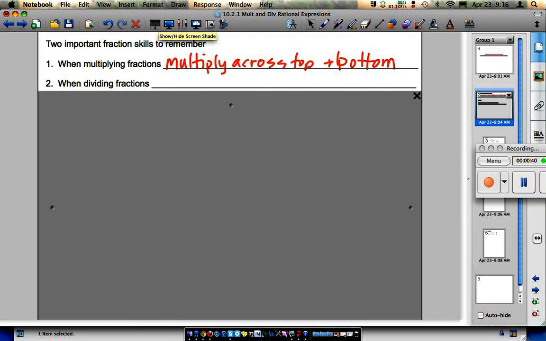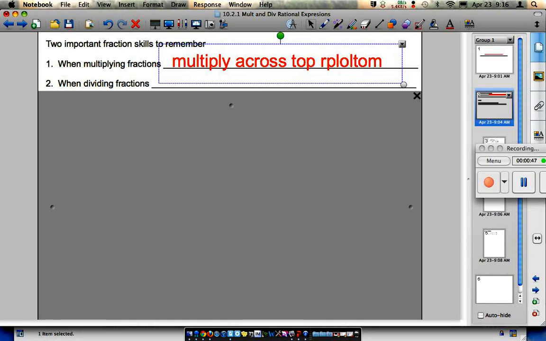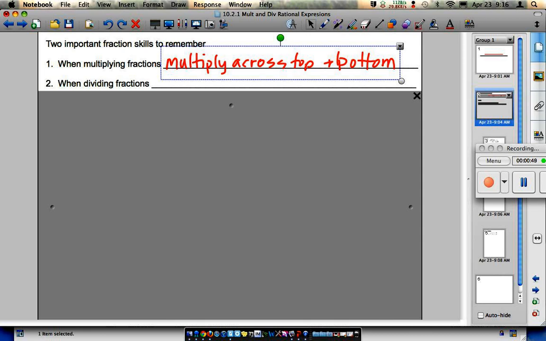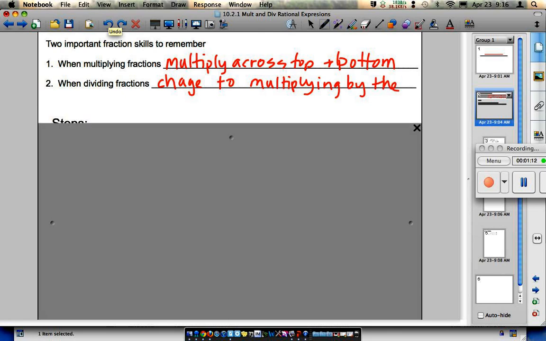The next thing you need to remember is what happens when you divide fractions. When you divide fractions, you change it to multiplication. So that's the good news. The multiplying is easy to remember, but the dividing is a little bit harder. And when we divide, we change the problem to multiplying by the reciprocal.